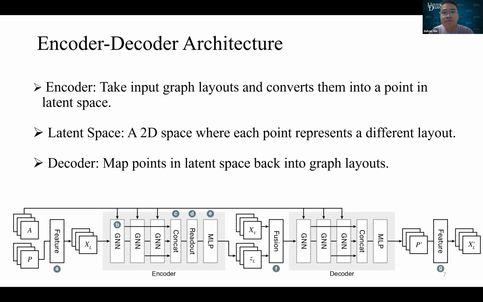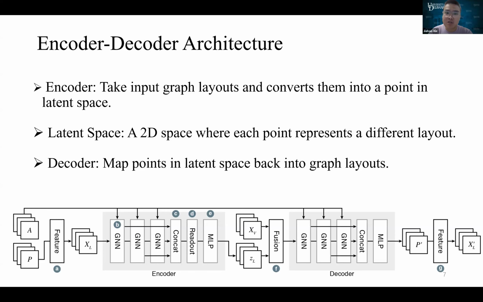In this paper, the deep generative model uses an encoder-decoder architecture. It follows the framework of variational autoencoders to learn from a collection of example graph layouts. Here is an overview of the architecture. In this figure, it shows the architecture of the proposed model.